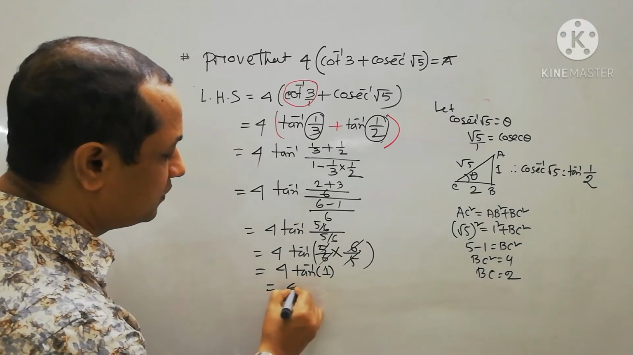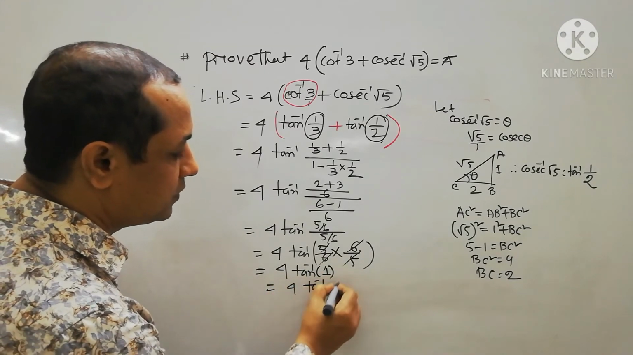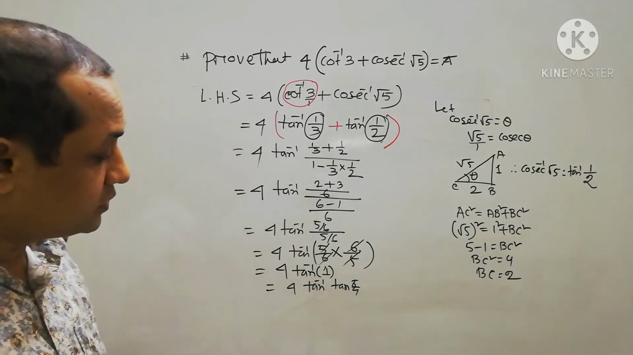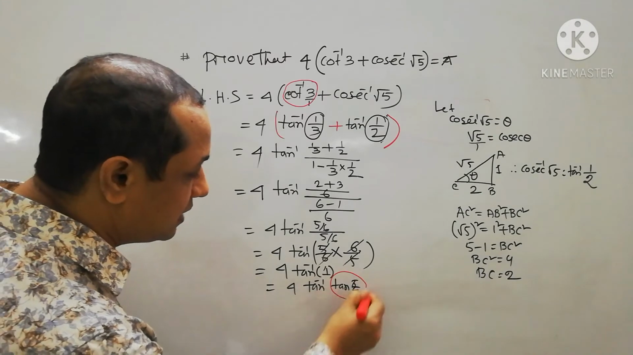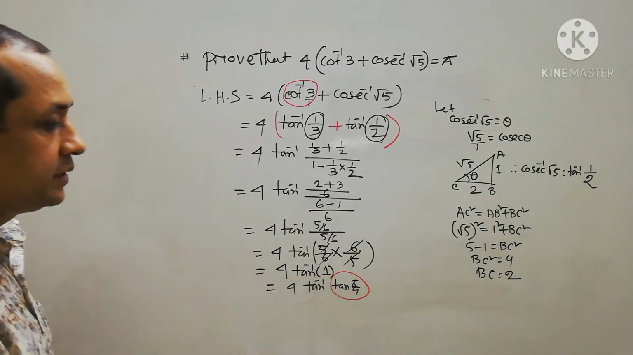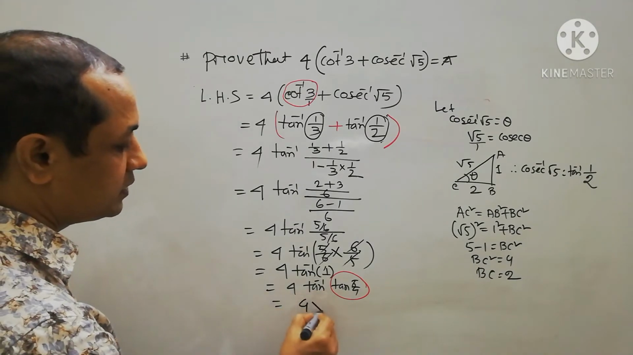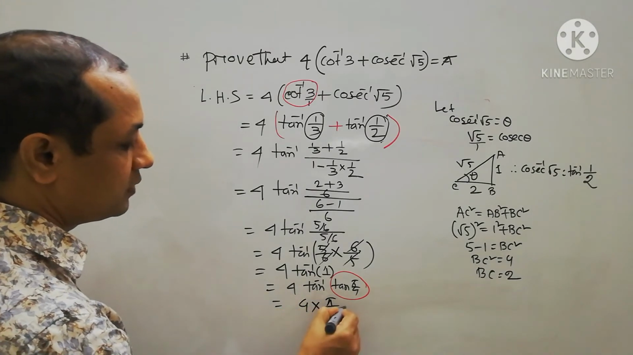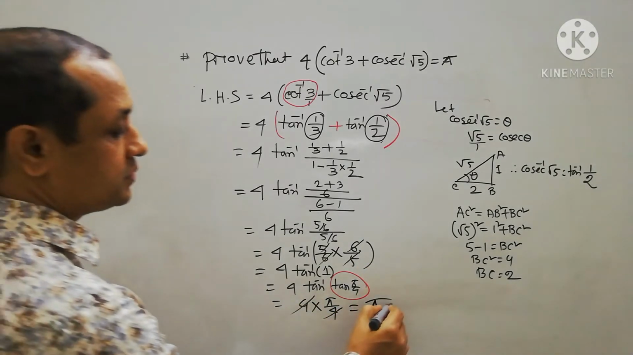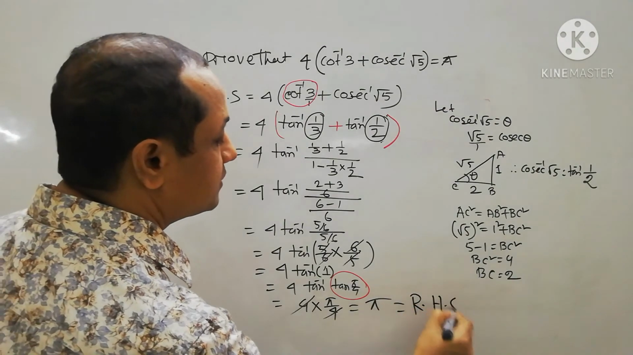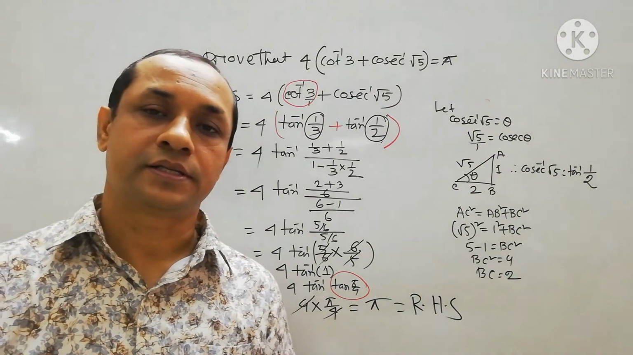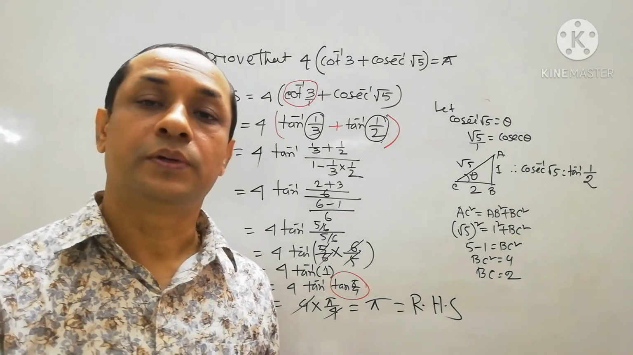We know that 1 equals tan pi by 4. Here student, attention please, tan pi by 4 equals 1. So 1 equals tan pi by 4. Then we get 4 into pi by 4. 4 cancels. Then we have pi equals right hand side. So left hand side equals right hand side. I hope that student you are clear.